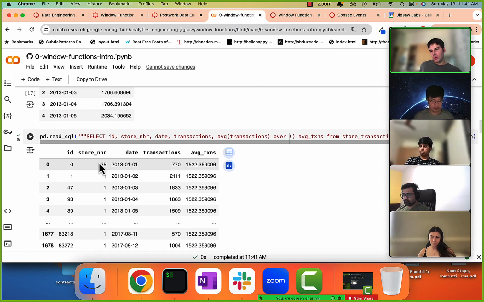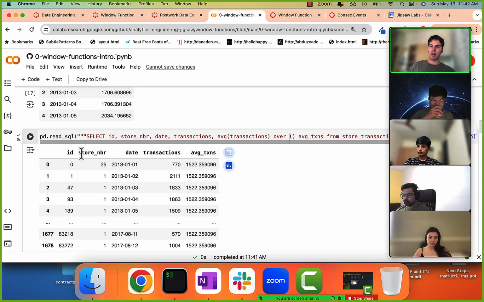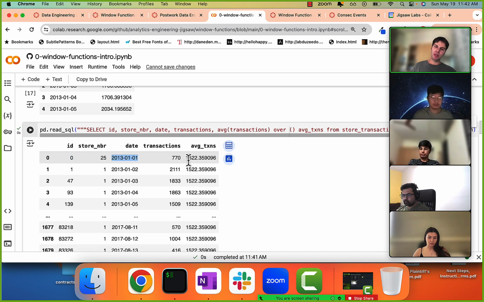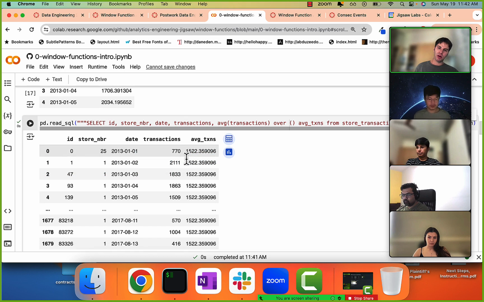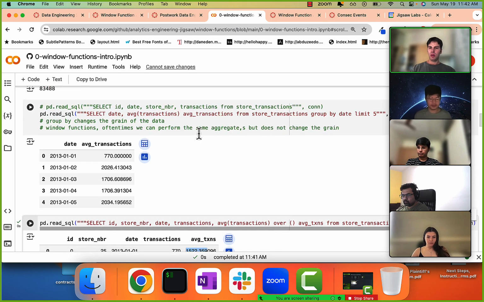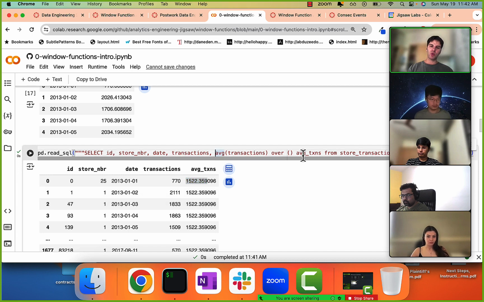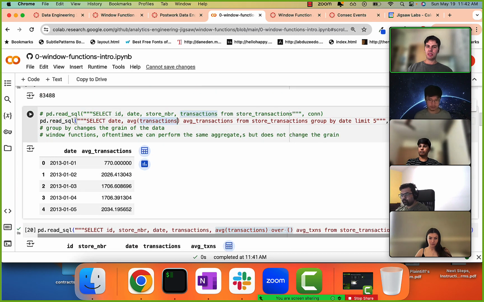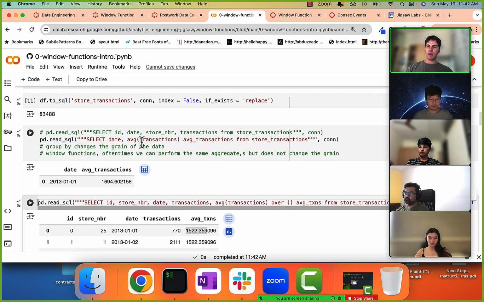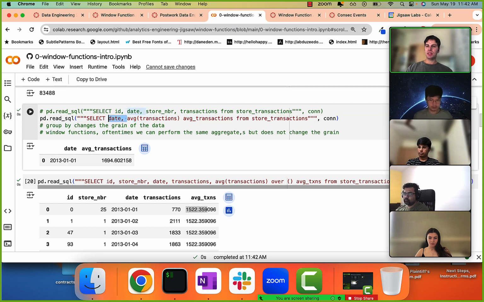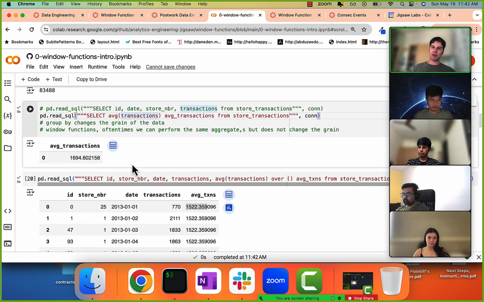Okay, cool. So here you can see we still have the ID and we still have the store number. So each row represents a separate store on a separate day. But notice this average transactions column is added in here, and it's that same number. This is across all stores, all days, so it's the average over the entire data set. The difference between this and group by is that group by is changing the grain of the data. So even without a limit, there's only one.